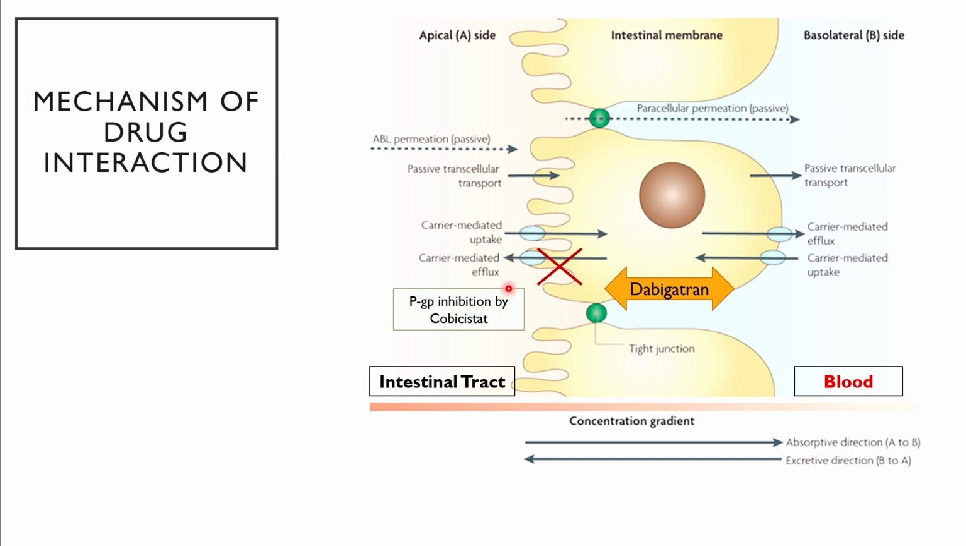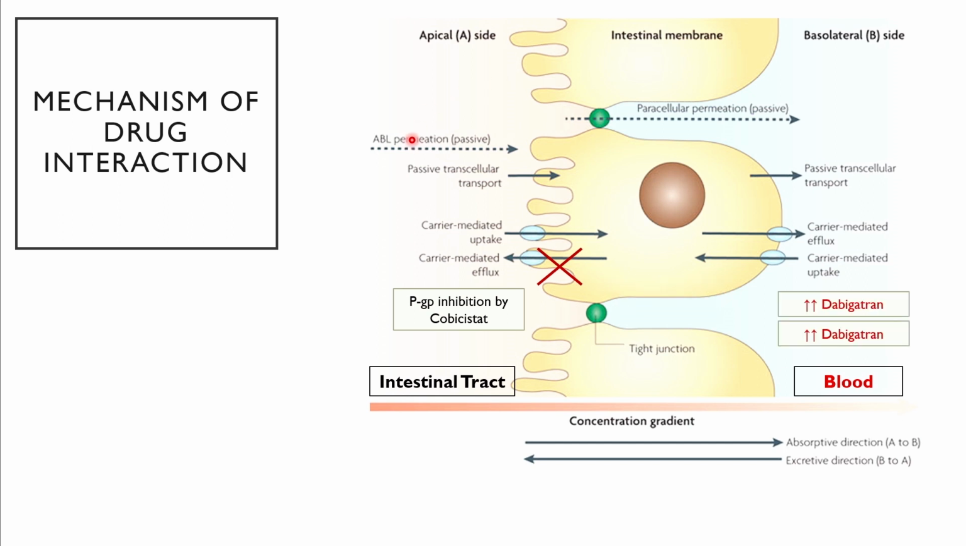So essentially what's happening here is that you've got almost a stoppage, if you will, of this carrier-mediated efflux. And keep in mind that there is always this constant concentration gradient that can go from the apical to the basolateral side, which really determines the intestinal absorption of a medication, or it can go from the basolateral to the apical side, which really determines its excretive gradient.